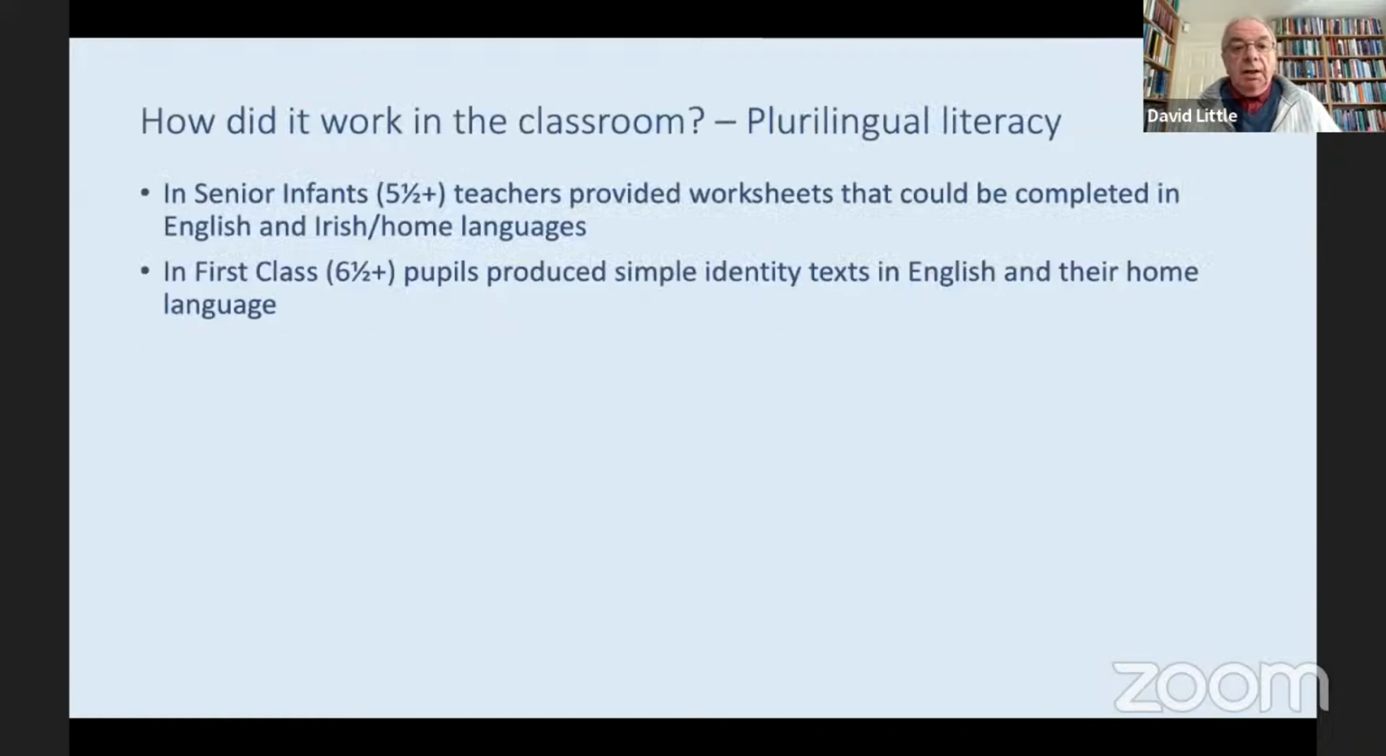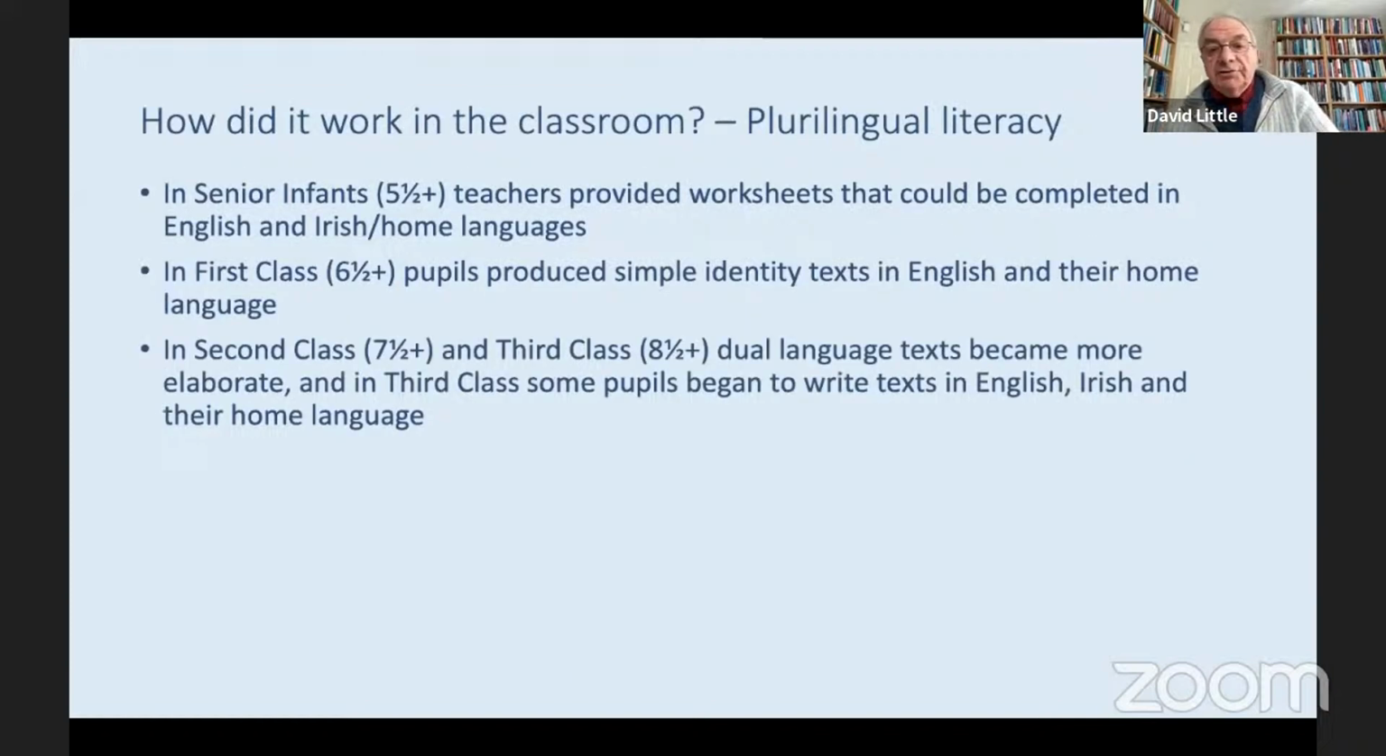In second class and third class, dual language texts became more elaborate, and in third class, some pupils began to write texts in English, Irish, and their home language.